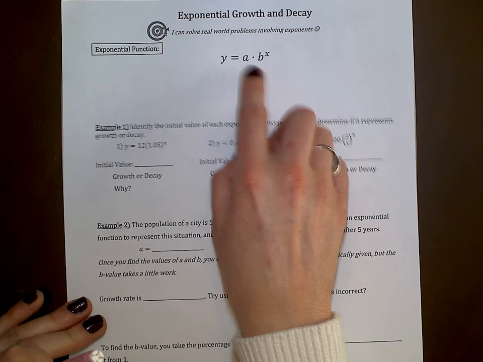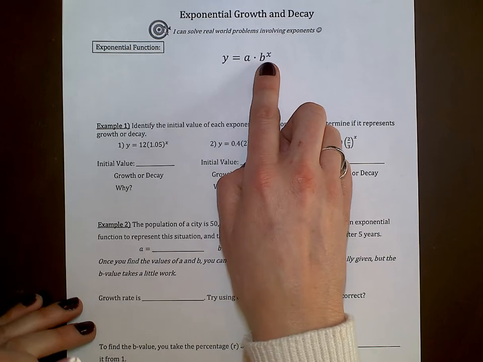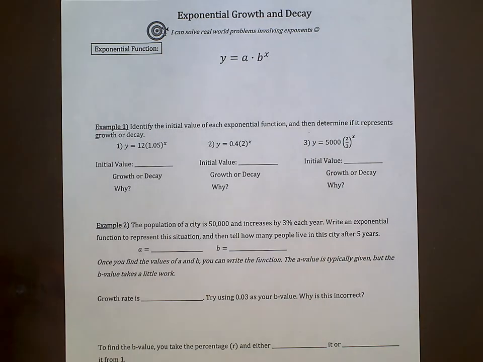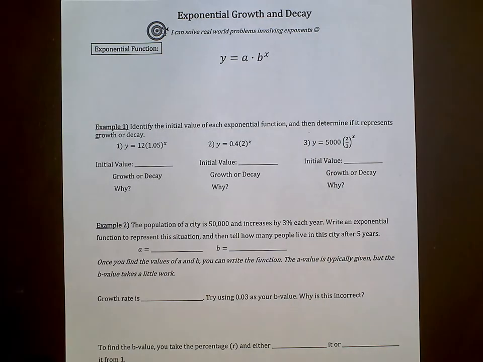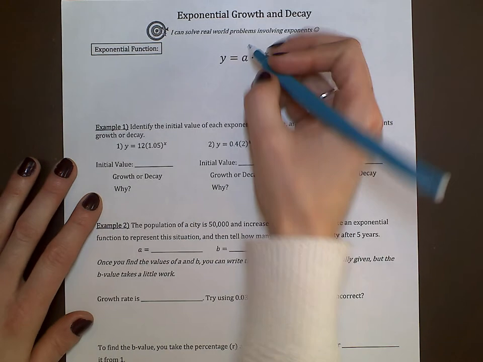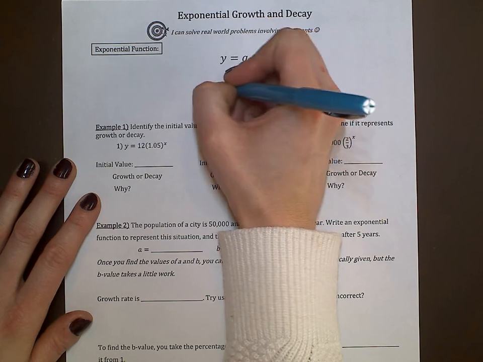So basically, I want to think about what does A stand for, what does B stand for. That's totally necessary to know to be able to apply exponents in this way. So A is what comes first in your function, and that stands for the initial value of whatever it is you're talking about.